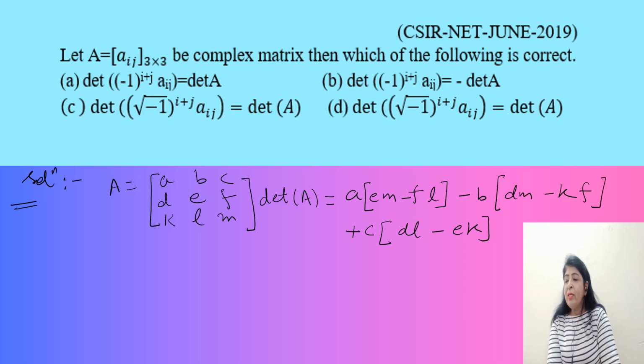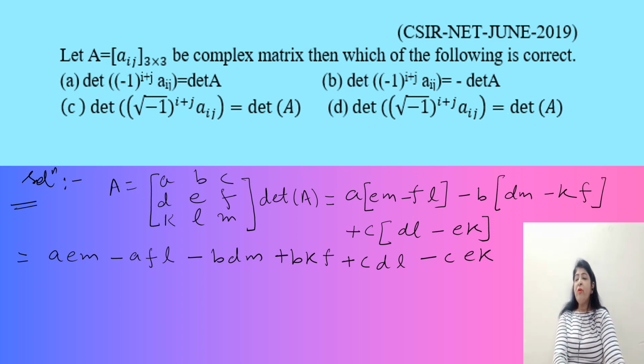So what you will get is aem minus afl minus bdm plus bkf plus cdl minus cek. This is the determinant of A.